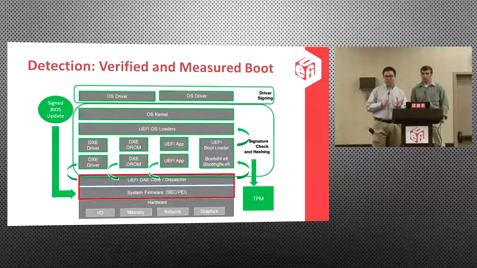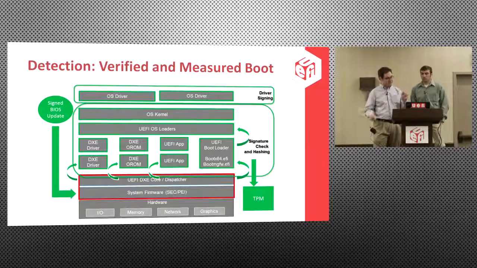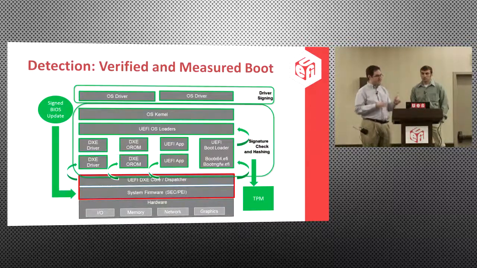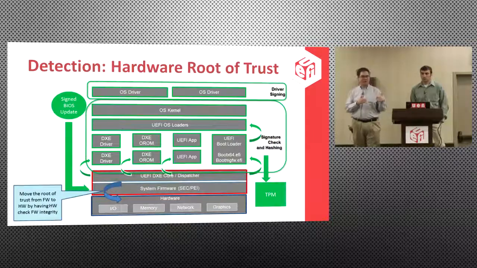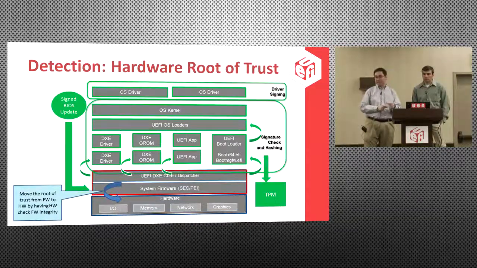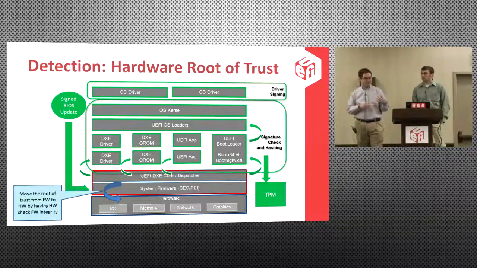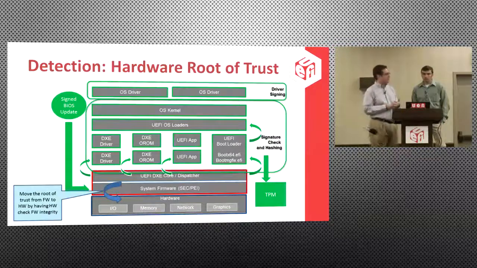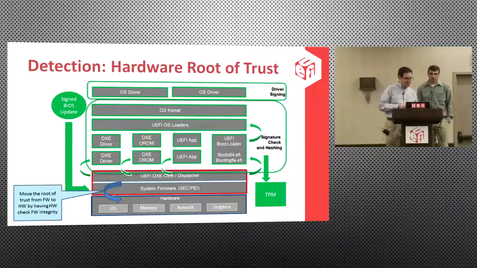Verified and measured boot sort of extend this forward. You deal with your root of trust being the firmware itself, and then as you're checking signatures or extending hashes into the TPM, you can bring that forward to the OS. What you want to do in a hardware root of trust is to actually take that first element, being the firmware, and move that into the hardware. And so there are different root of trust solutions for doing that.